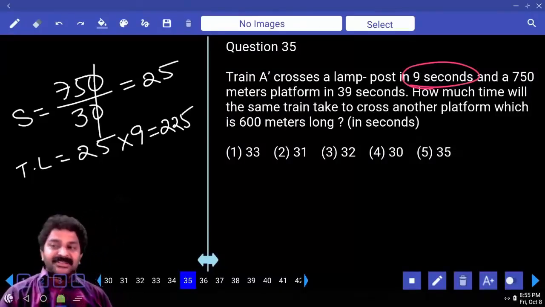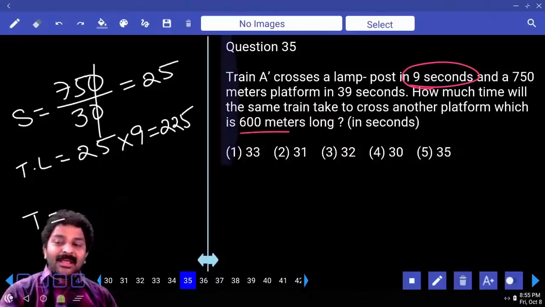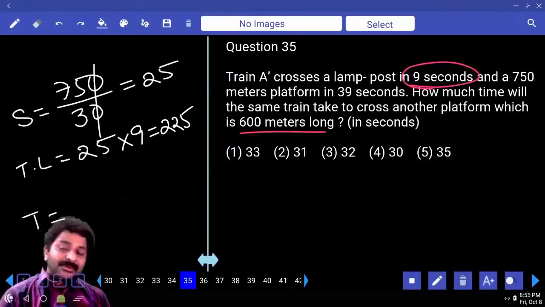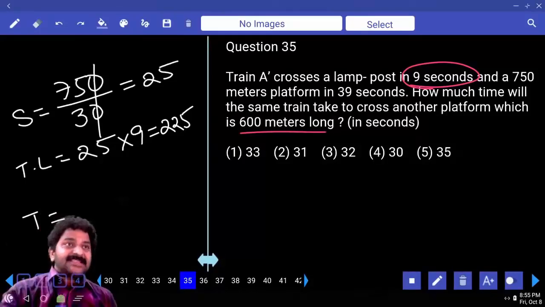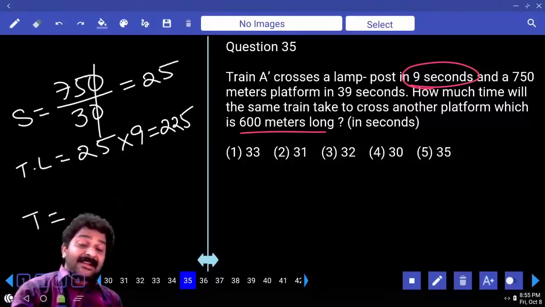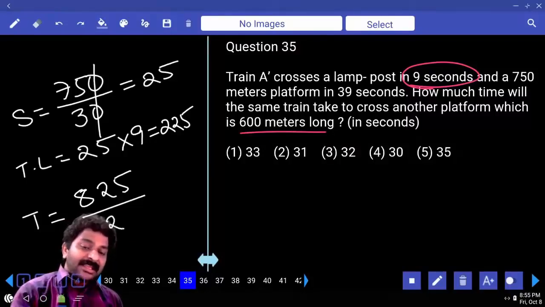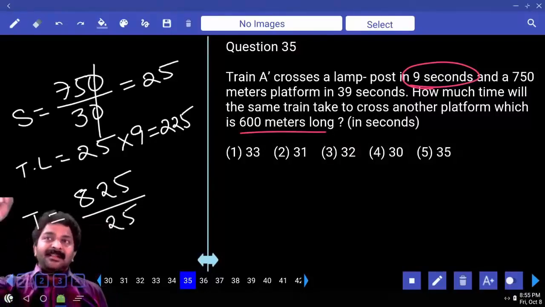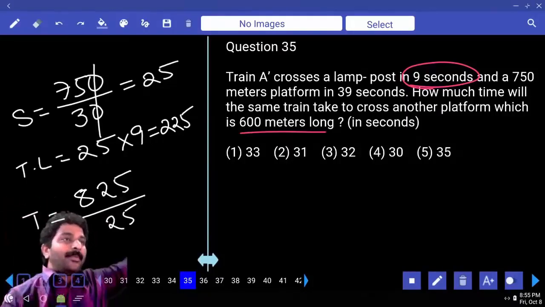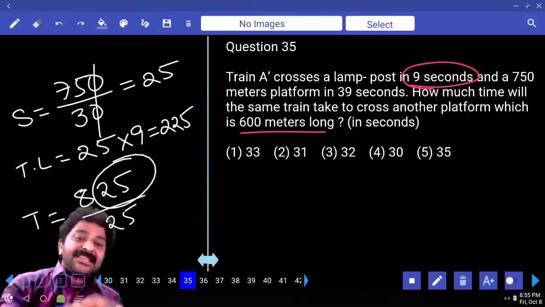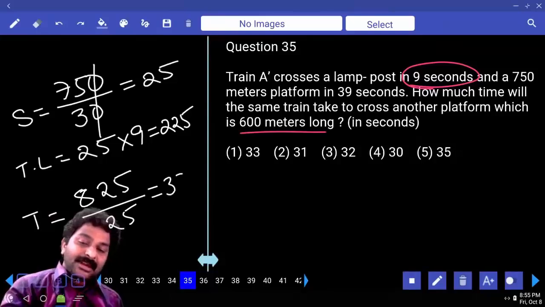Yes. Now our question is, how much time will it take to cover a 600 meters platform? What is the train length? 225. Now it has to cross a platform of length 600 meters. What must be the distance covered in this case? Train length plus platform. 225 plus 600, 825. And with what speed is it traveling? 25. Right. Now in 100, how many 25s will be there? How many hundreds are there? 8 into 4 is 32, plus one more 25 is there. That is total 33.